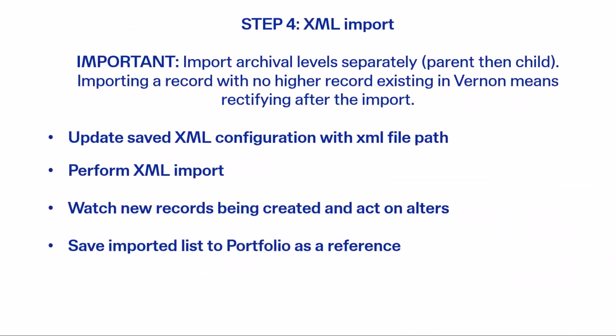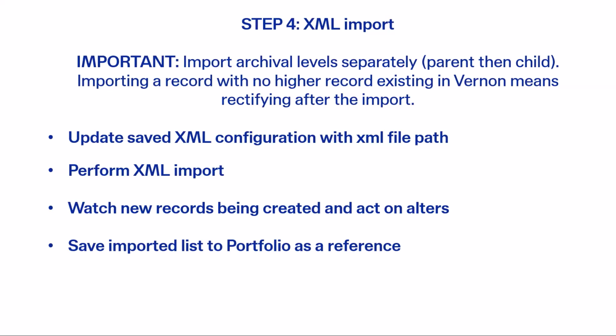So the next step, and this is probably a very important thing before you start adding item level records, is making sure that the parent record or the next higher record is actually in Vernon. So you need to match that child record to the parent record. I would update the XML configuration with the XML file path, perform the XML import, and then obviously watch records being created and act on any alerts.